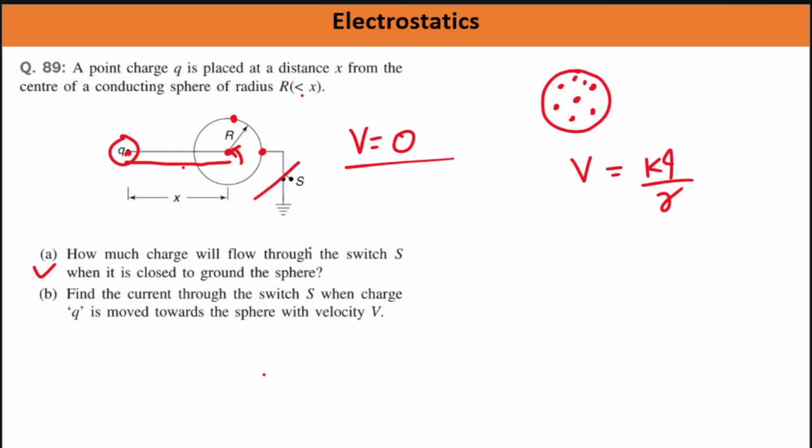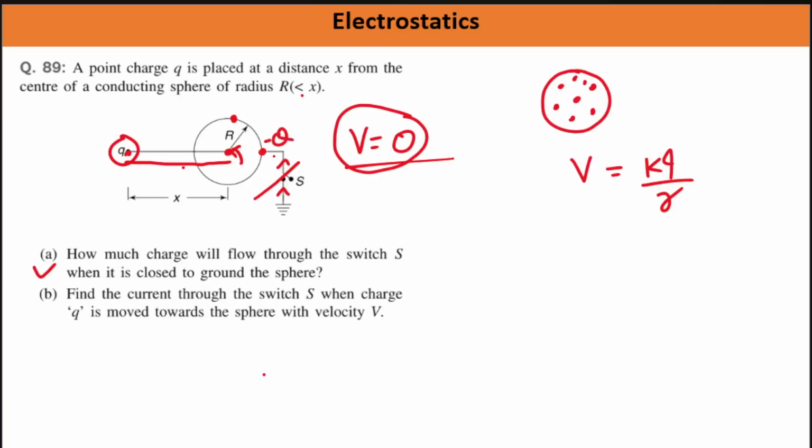And after the connection is made, it is said that V equals 0. But still, because of the charge q, the potential on its surface will be how much? kq by x, right? So what will make the potential equal to 0? There must be some negative charge flowing from earth to this sphere. Let's say this is some charge minus q.